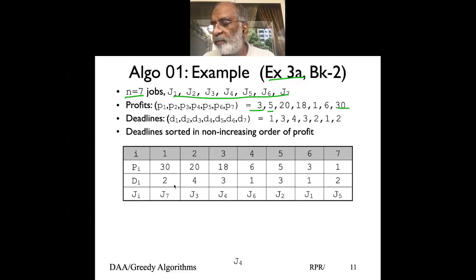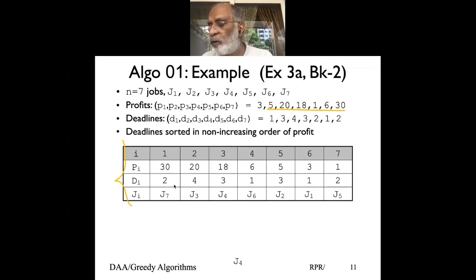So this is my sorted order. The first is the highest profit, which is 30, so job 30 comes here. The next highest job is 20. And job 30 has a deadline of 2. And this is job 7. So given 7 jobs, as per the profit, I schedule them and put them in order.